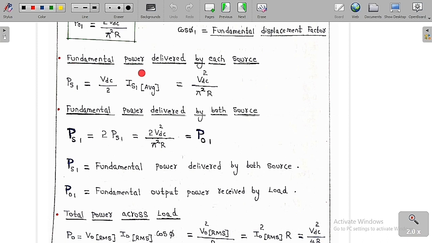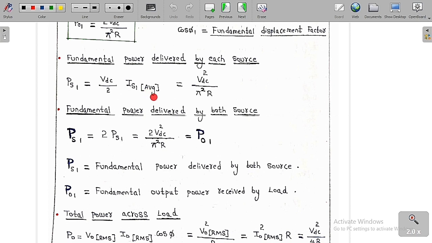So now I want to find what is the fundamental power delivered by each source. Which is equal to the fundamental power by source 1, because there are two sources. So therefore the fundamental power delivered by each source is equal to the supply voltage, which is VDC by 2, into the fundamental component of the source current, average value we have taken.